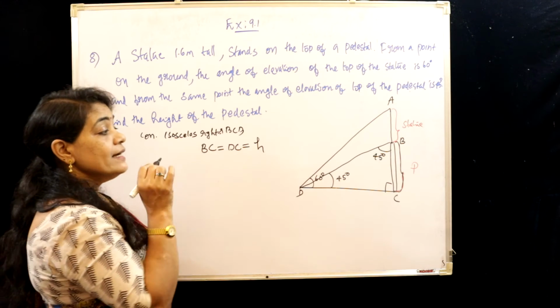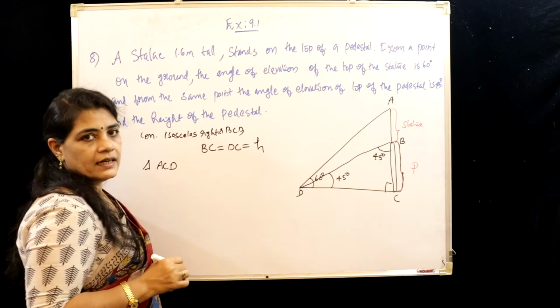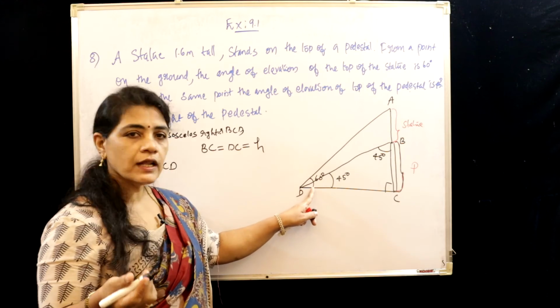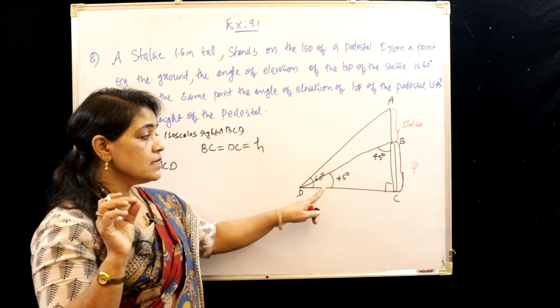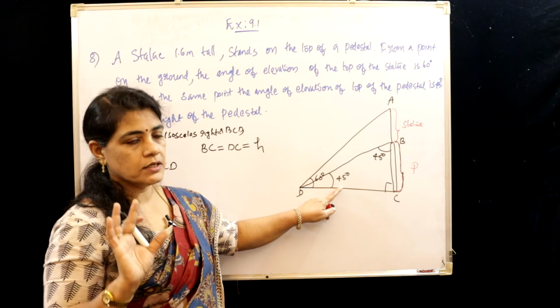And in right triangle ACD, that is not isosceles because this acute angle is 60 degree. If it is 45 degree in a right triangle, then it will be an isosceles right triangle.